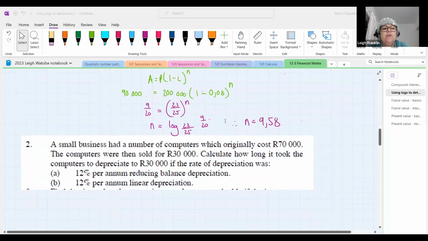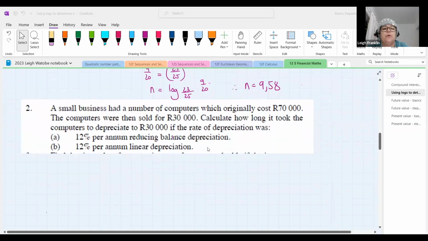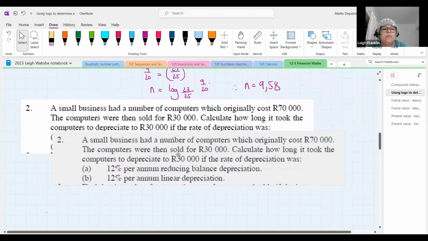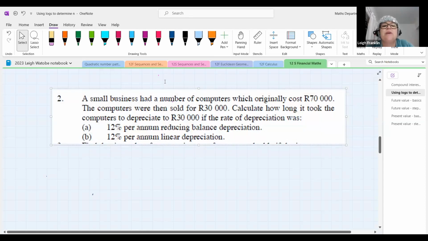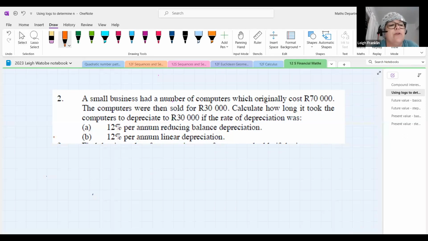Excellent. Okay, so let's have a look at question number 2. A small business had a number of computers which originally cost 70,000. They were sold for 30,000. Calculate how long it took the computers to depreciate to 30,000 Rand if the rate of depreciation was 12% on the reducing balance, and then we've also got linear depreciation. So let's do 2A first. I want you guys to do this by yourselves. Let's see what you get as an answer for 2A. Again, you can DM me or Yolanda when you're ready.